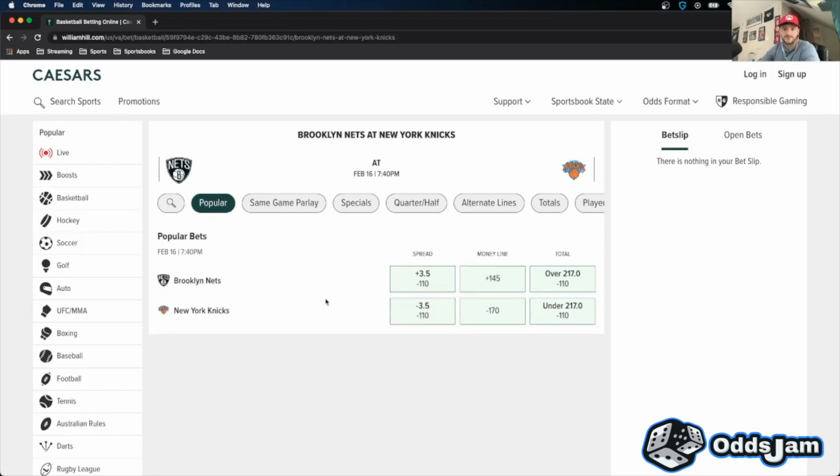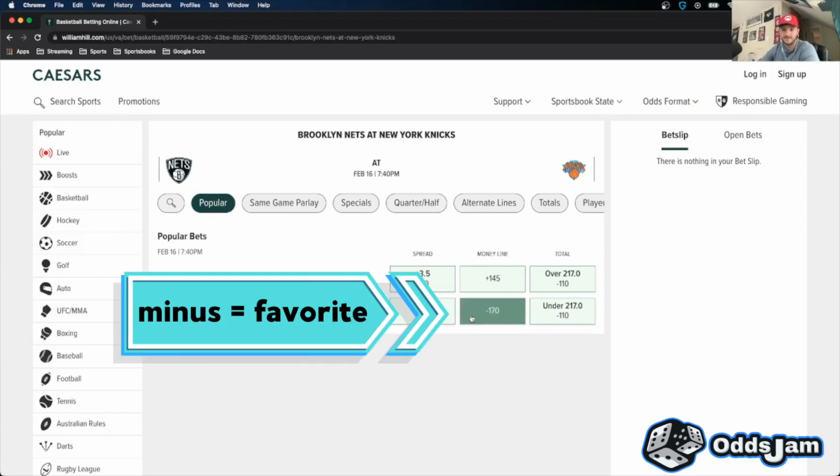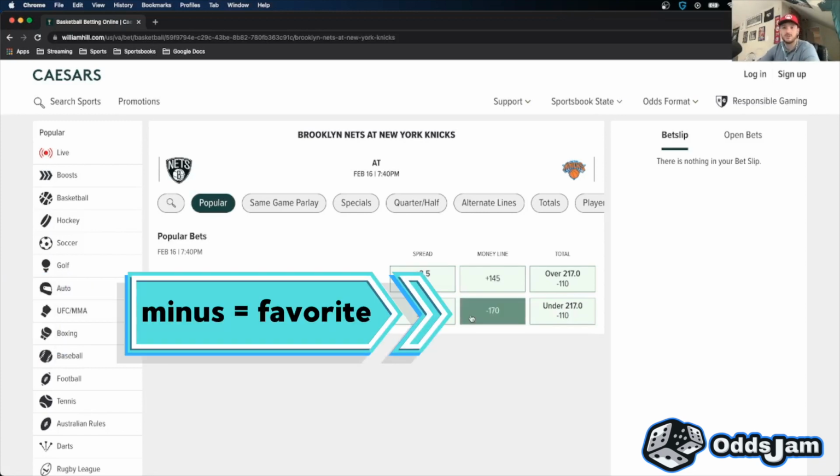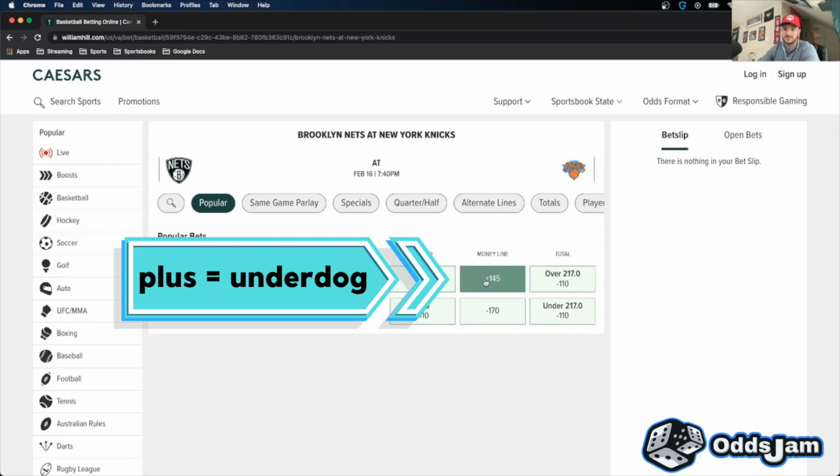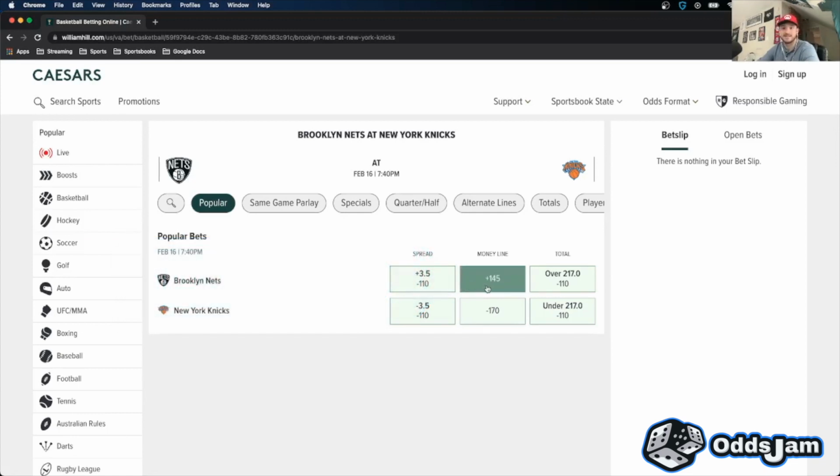For every single game you're looking at, the minus is going to be the favorite. So in this case, the New York Knicks are the favorite. That's why you see the minus right here before a number. I'll explain what the numbers mean shortly. But the opposite is true for the underdog. When you see a plus, that means that team is the underdog. So in this case, the Nets are the underdog against the Knicks.